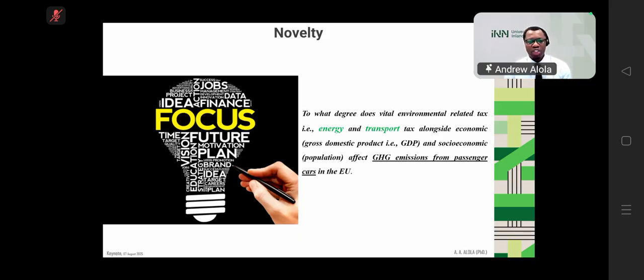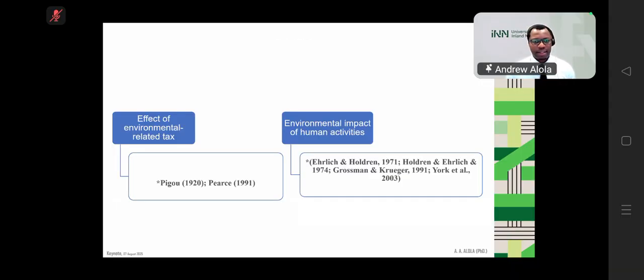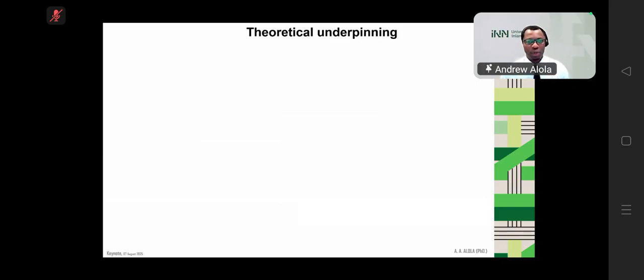Because in the literature, there have been all kinds of studies about how we can mitigate greenhouse gases, how we can improve environmental quality, or maybe on the transport sector. But this is the first time that we'll have a study looking specifically at the role of energy tax and transport tax on passenger cars. And that is what is actually new in this.